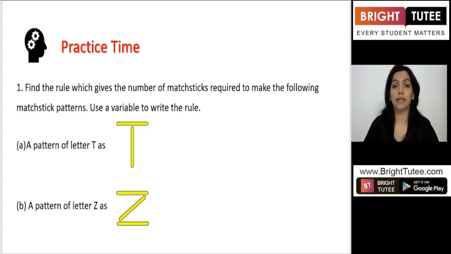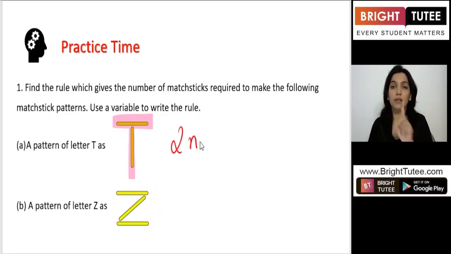So the first question says, find the rule which gives the number of matchsticks required to make the following matchstick patterns. Use the variable to write the rule. The first pattern that we see, a pattern of letter T, is as, so here we are given a single stick here, one stick here. So what is the pattern to write T? It is 2n, because 2 sticks are required for every one alphabet T.